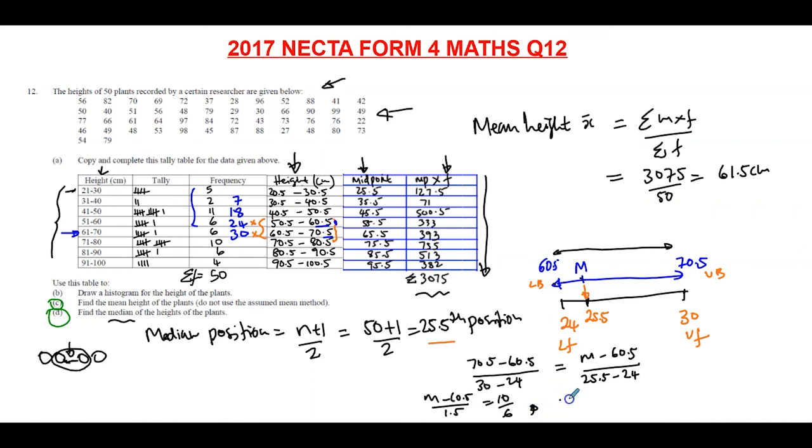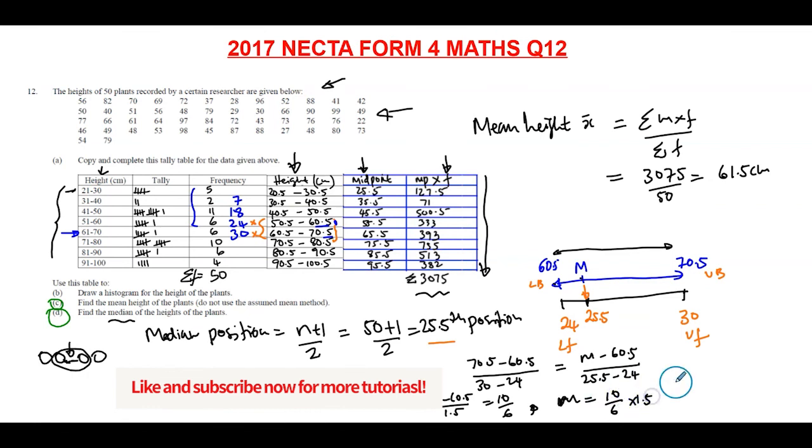So now if you rearrange, you will get the median is equal to 10/6 times 1.5 plus, okay, so this goes the other way, plus 60.5, and this will give you 63 centimeters. So the median is 63 centimeters.